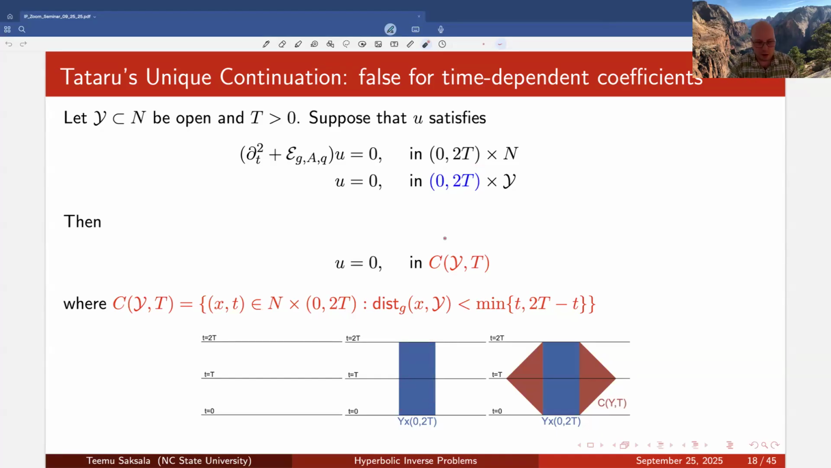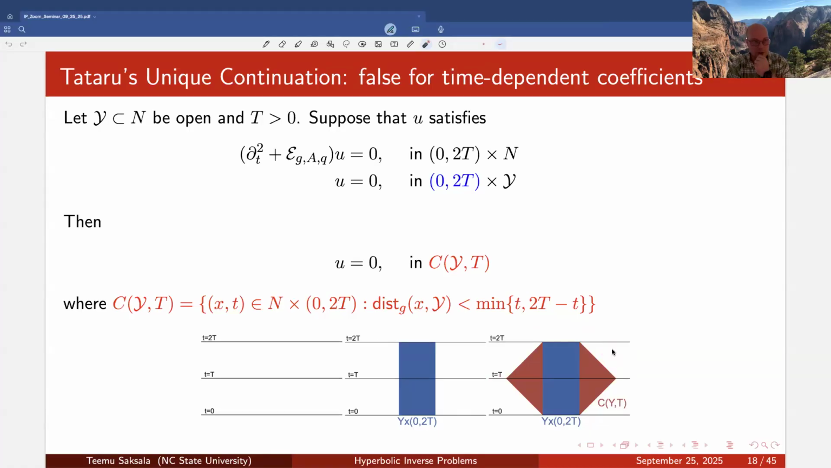So the question is, what is the largest set where the wave must be 0? What is the largest set where this data says that the wave is 0? It's actually given exactly by this double diamond over here, whose definition is given by the red line above. This is the set where the wave must vanish and will vanish, but you can actually show that outside this the wave might not vanish. So this is sharp in this case.